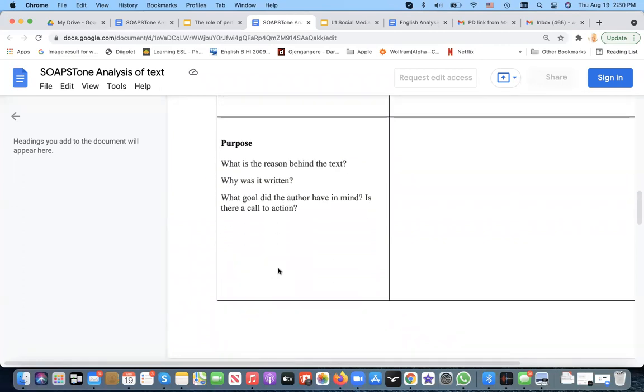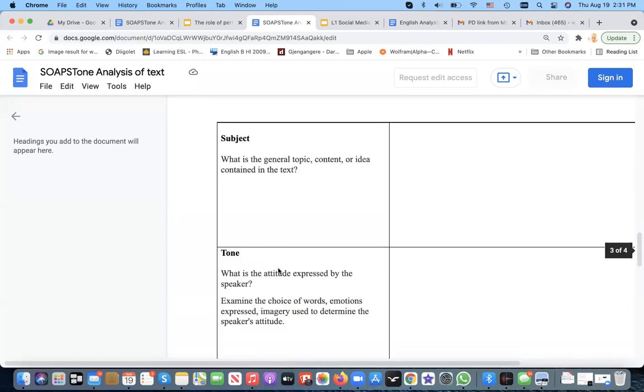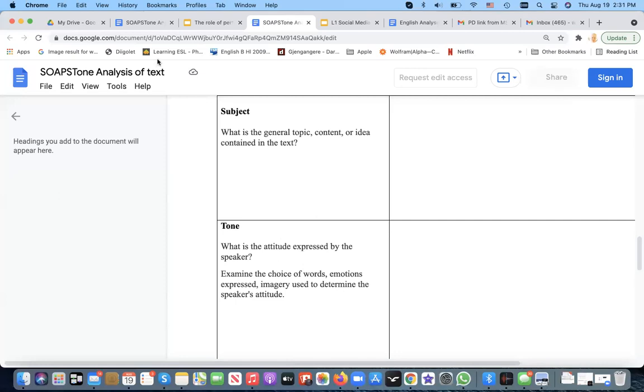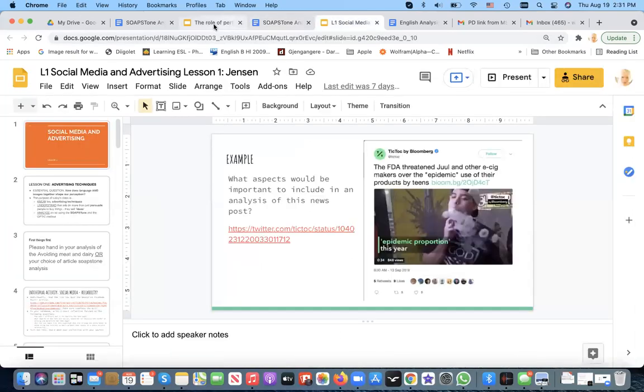The purpose: what is the advertiser or the speaker trying to convey? Subject: what is it about? Like, what is the topic? And tone: what is the feeling conveyed, the emotion in it, right? And there we go, back to this.